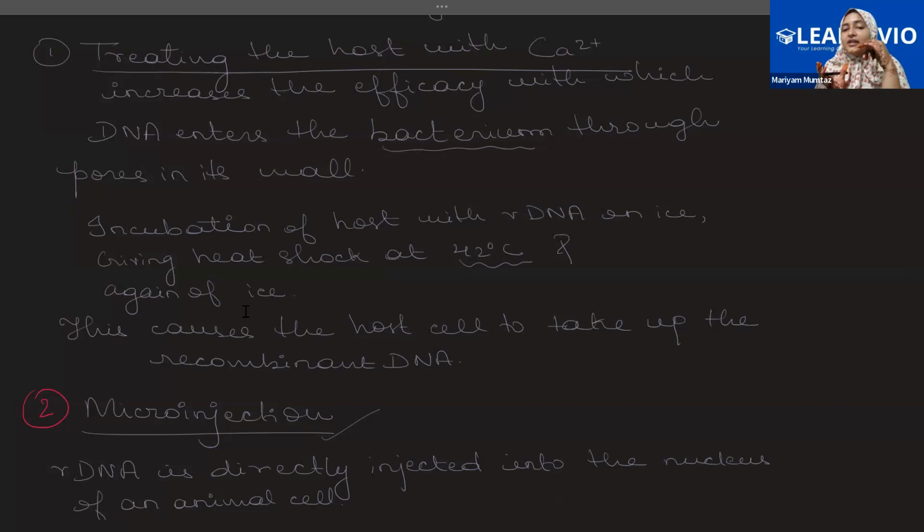So changing the temperature. First you put it on the ice so it becomes very, very cold. Then you give it a heat shock by suddenly taking the temperature to 42 degrees Celsius, and then again putting it back on the ice. So this causes the host cell to take up the recombinant DNA. Any doubts?